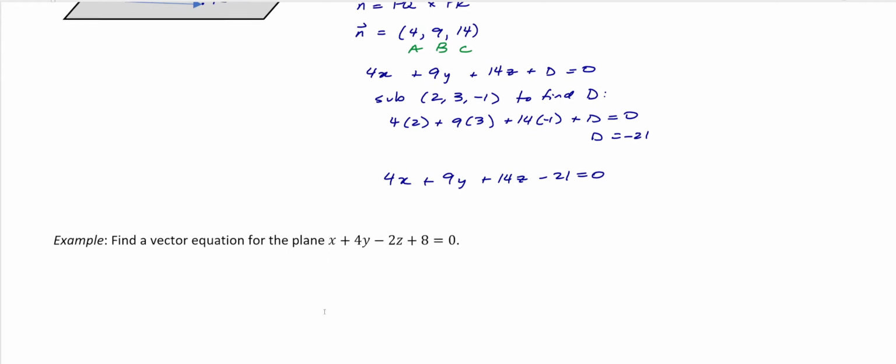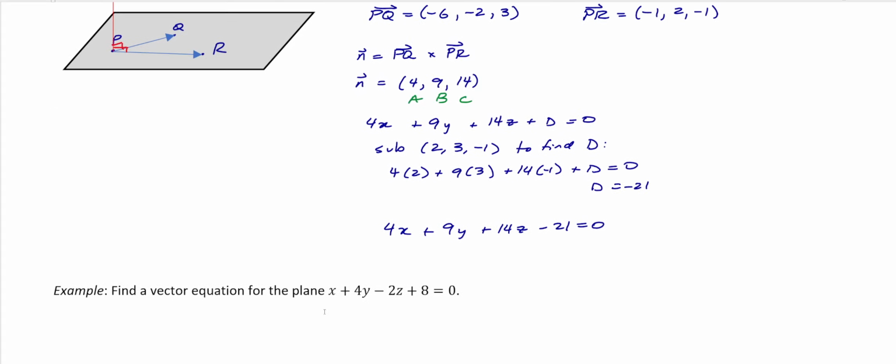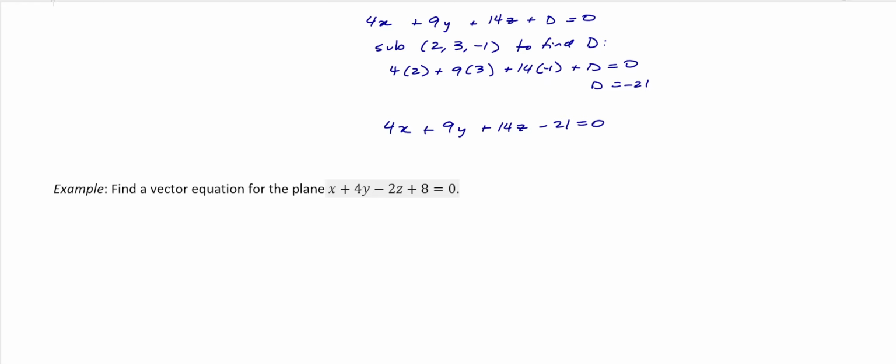Okay, find the vector equation of the plane given this scalar. So we're going to go backwards now. If I want to find the vector equation of the plane, remember the first thing that I need to do is find basis vectors A and B. And the other thing I need is a point on the plane to anchor that plane in 3D space.